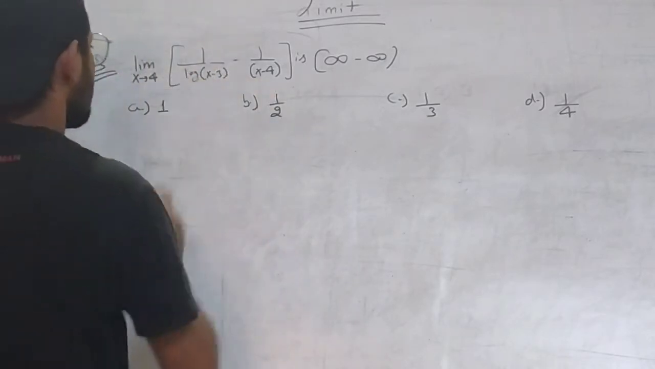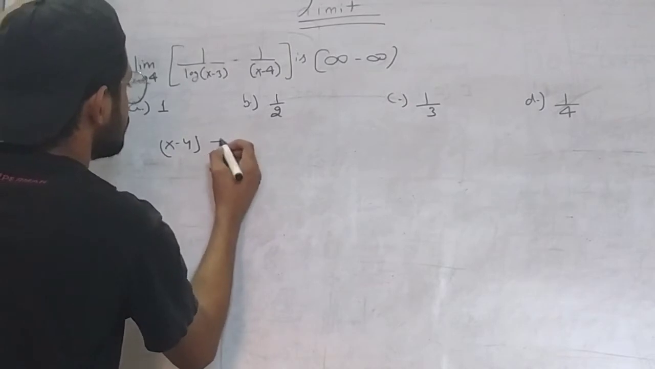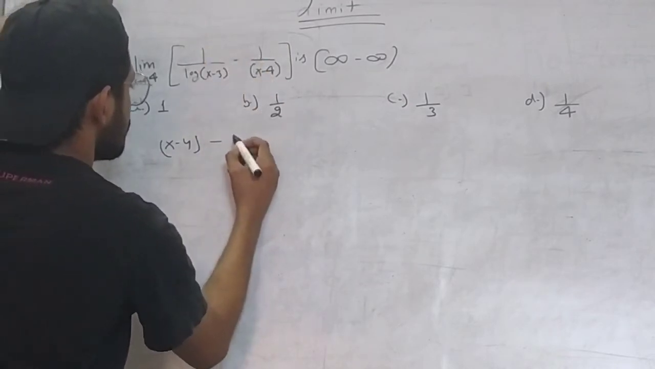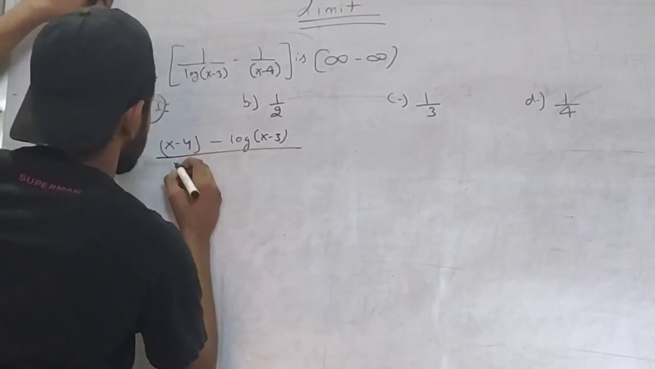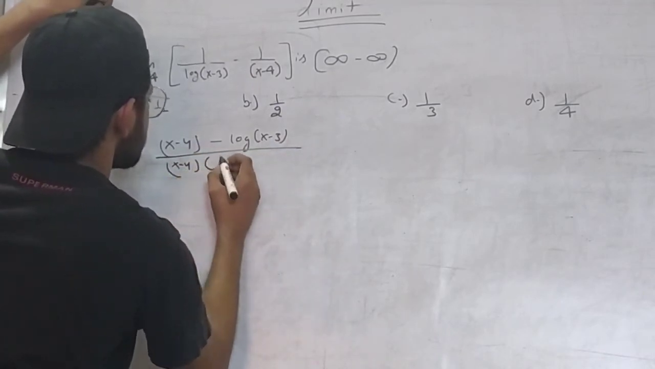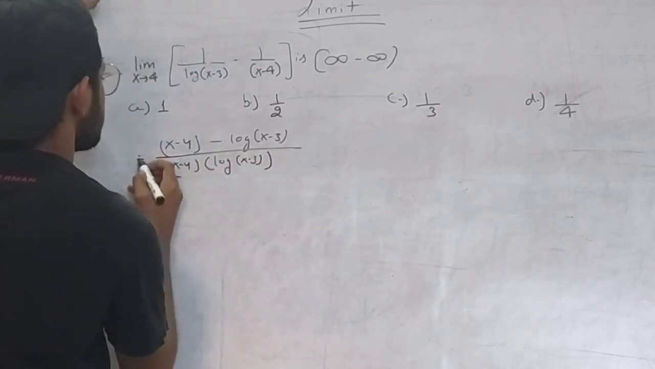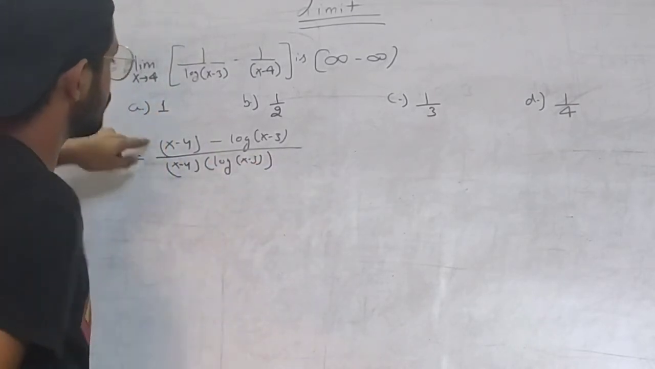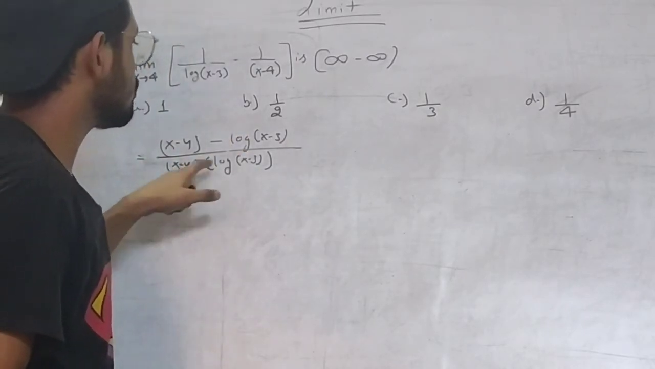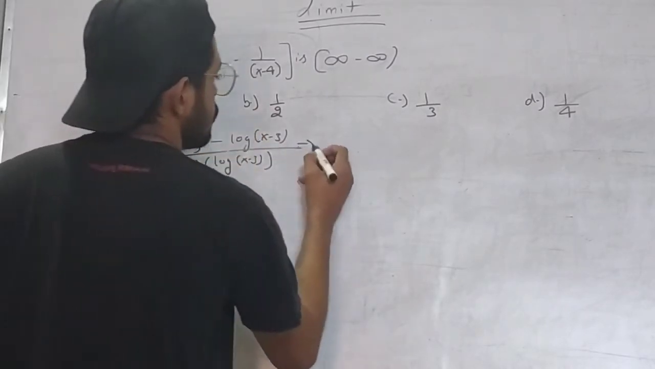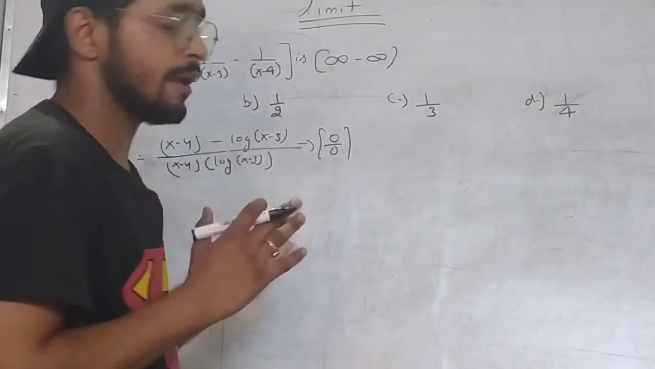So we have to solve it further. So this will be this. If we apply a limit here, this will be 0 minus log 1, log 1 is 0, so this all will be 0. So it gives you a 0 by 0 form, so we can apply L'Hopital rule here.